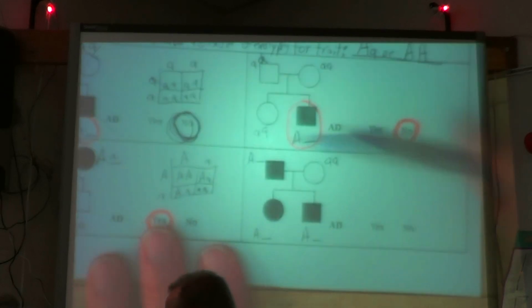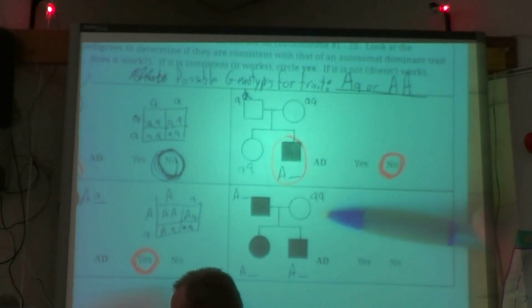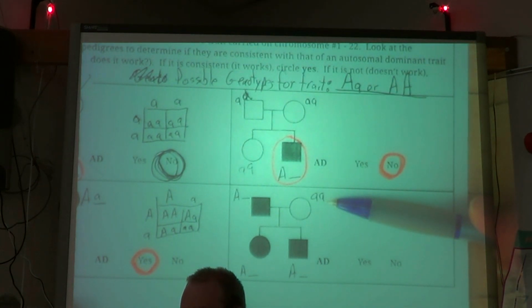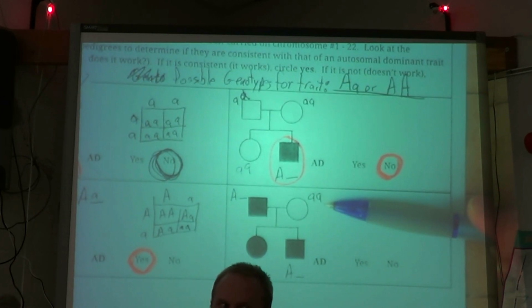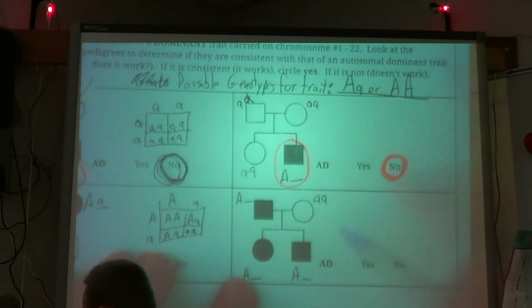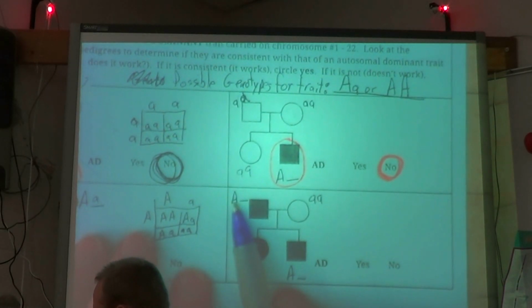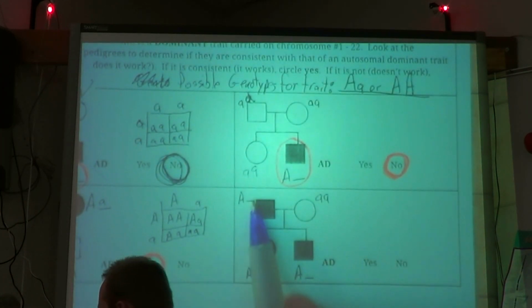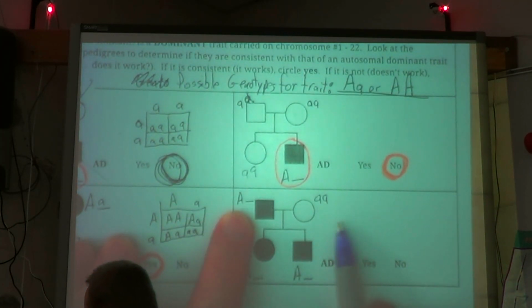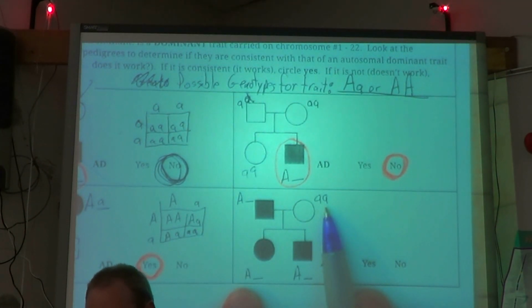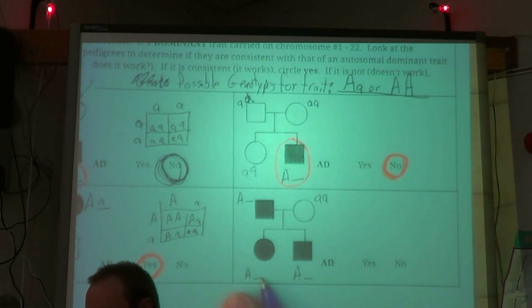Now, what is mom going to pass on? A little a. Okay? Does mom have any other allele to pass on? She's got to pass on a little a. What's Dad going to pass on? A big A or whatever that second letter is? We don't know quite yet, perhaps. Is it possible for a big A something and a little a to have a big A something? Sure. Do we know what the second letter is?